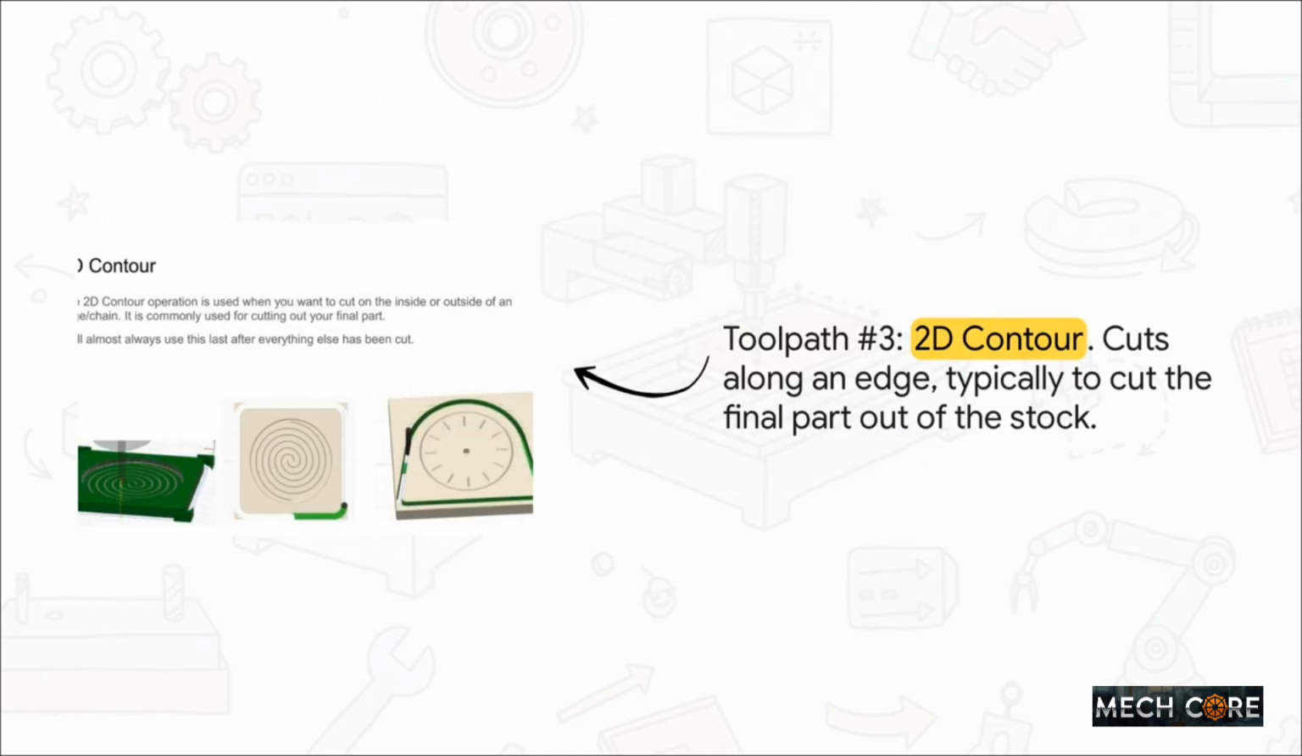You're going to use this one all the time. Unlike a pocket that clears out a whole area, a contour just follows a line. It's what you use to cut out the final shape of your part, to actually separate it from the big block of stock you started with.